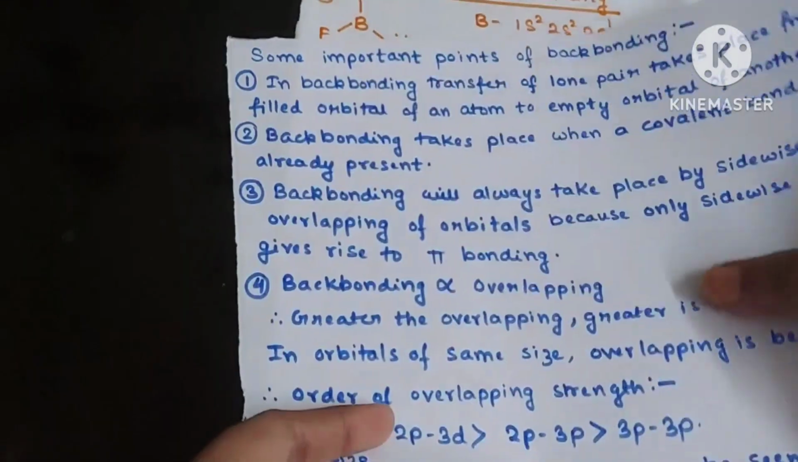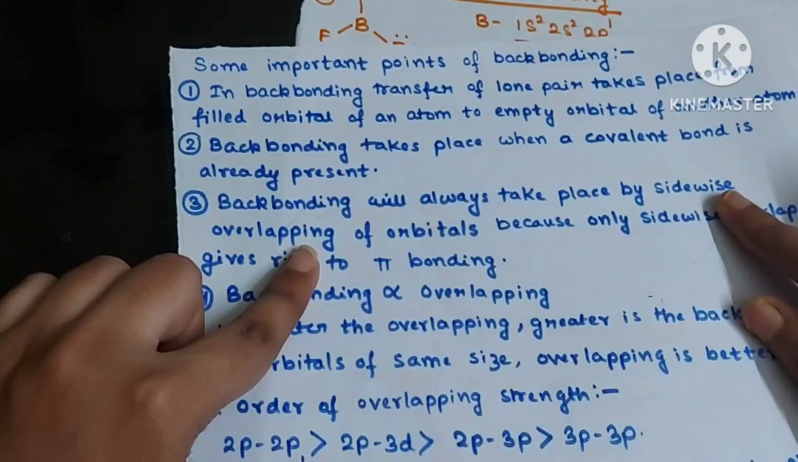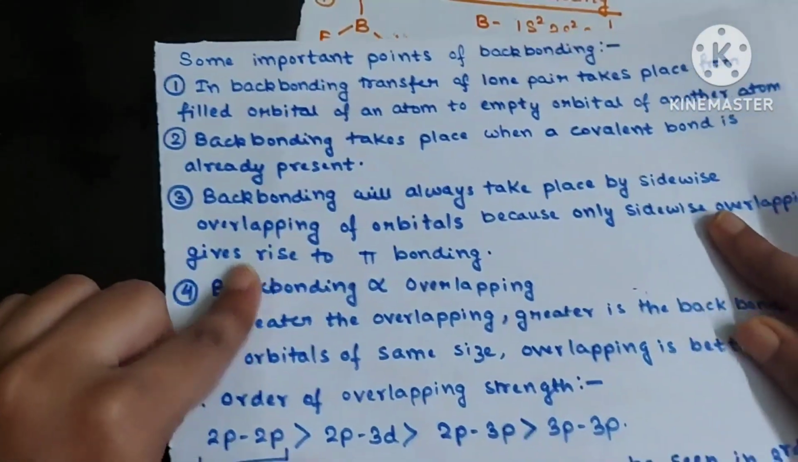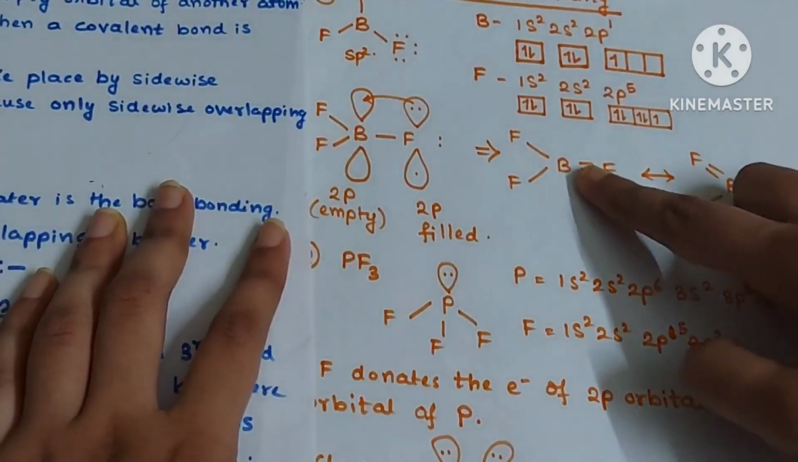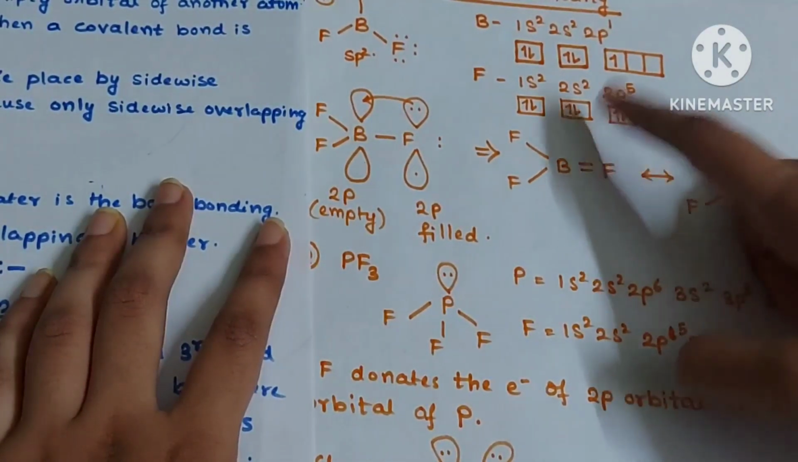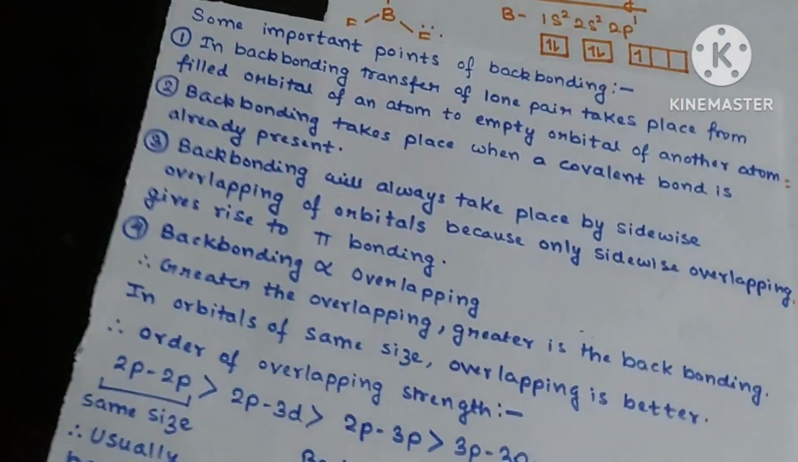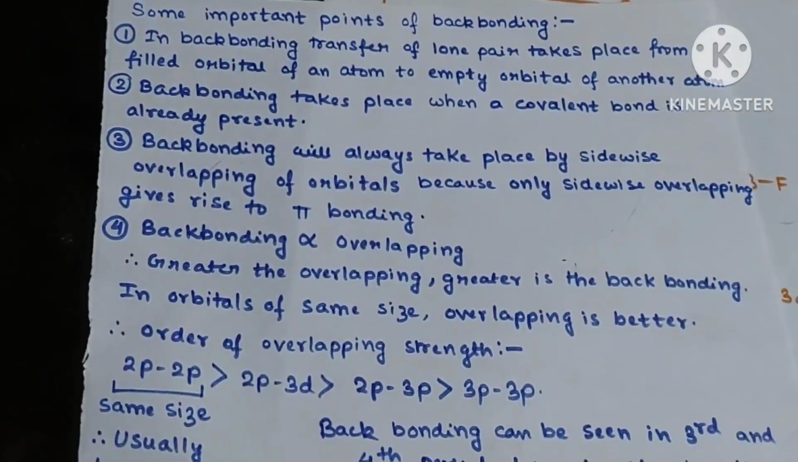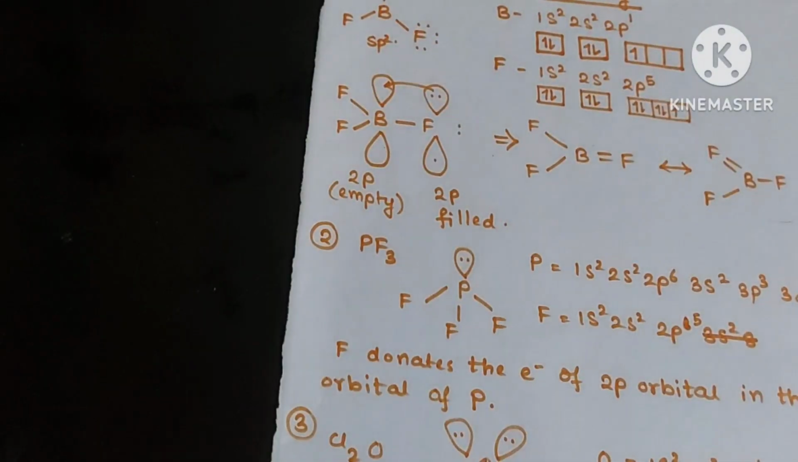Then the third point is back bonding will always take place by sidewise overlapping of orbitals, because only sidewise overlapping gives rise to pi bonding. Because this one is sigma bond, this one is pi bond, and we know pi bonds are formed by sidewise overlapping. And the next point is not shown here, it will be shown later when we solve the questions.